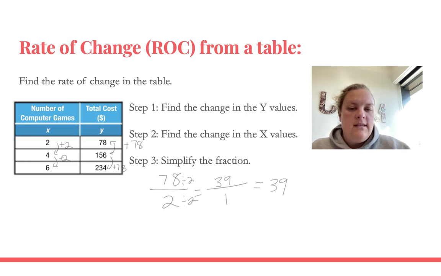What this means is that the total cost of the computer games, because this is the information in the table, is $39 per one game, for each game. So that's why the 1 is important. You can, of course, reduce it to 39, but you also need to understand that there is a 1 on the bottom, and it is going to be counted into how we explain what is happening in this table.